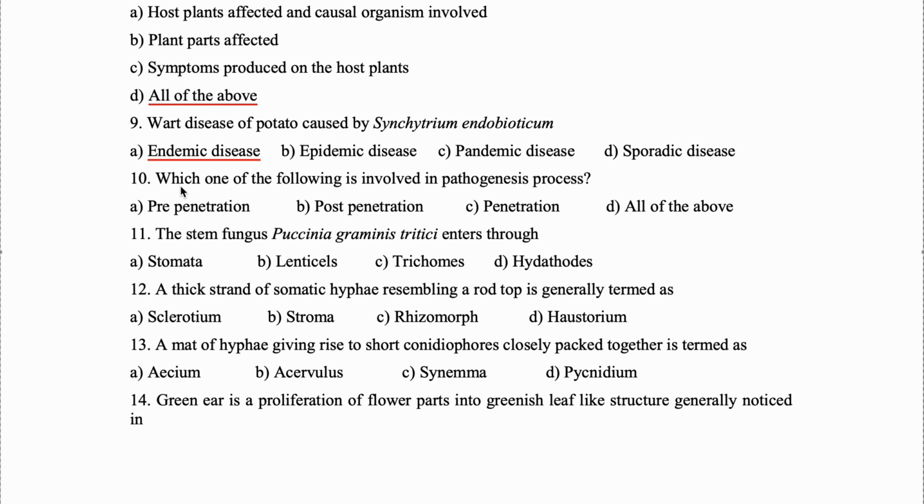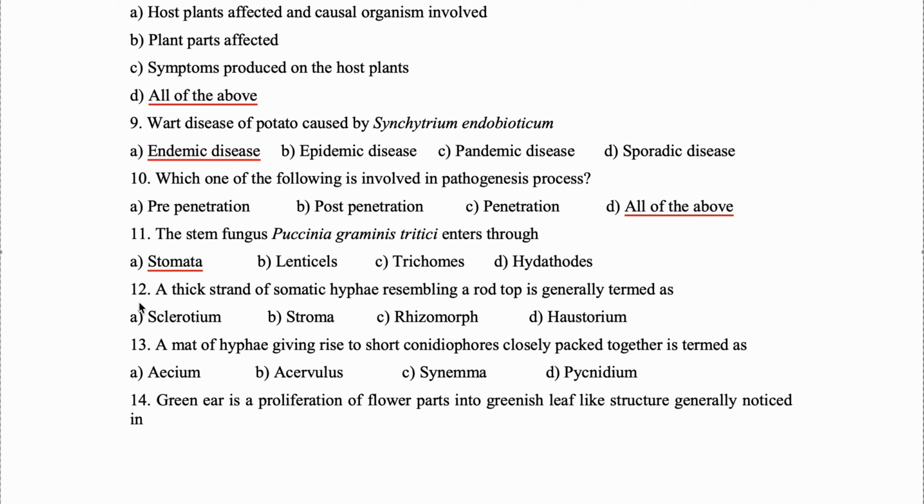Question 10. Which of the following is involved in pathogenesis process? Penetration, post penetration, pre-penetration. All the above are correct. Question 11. The fungus Puccinia graminis tritici enters through stomata. All the rust fungi enter through stomata.